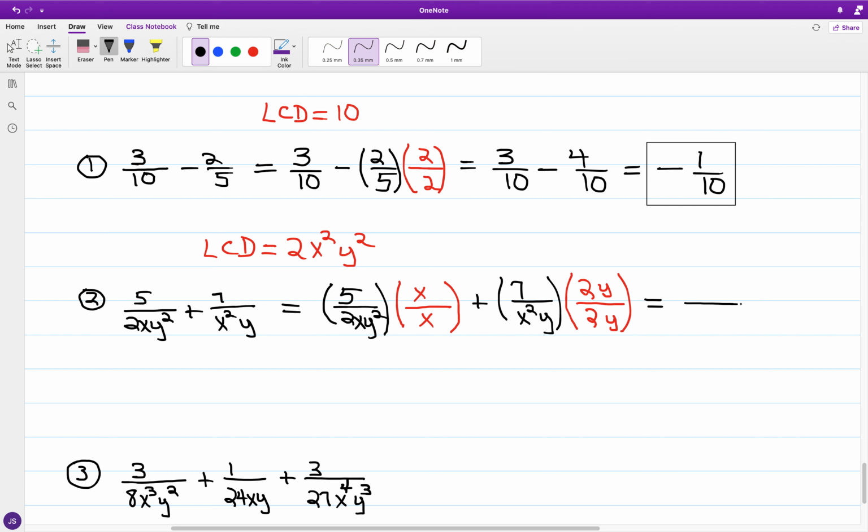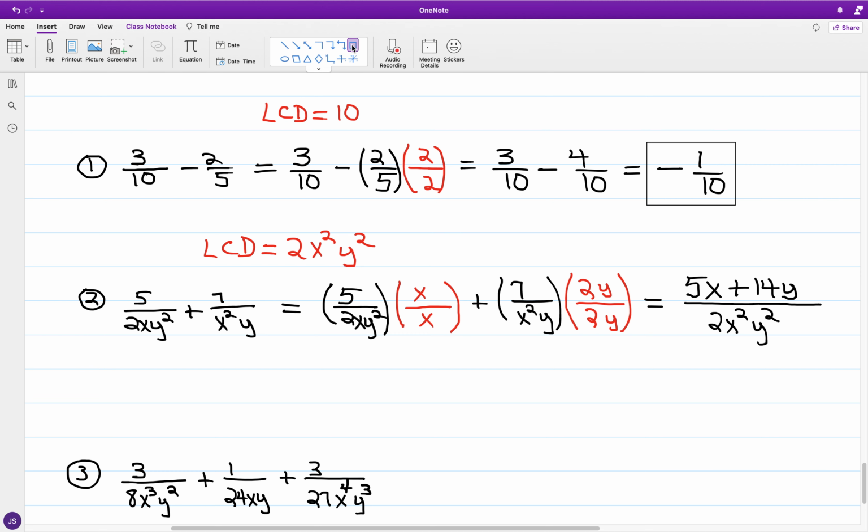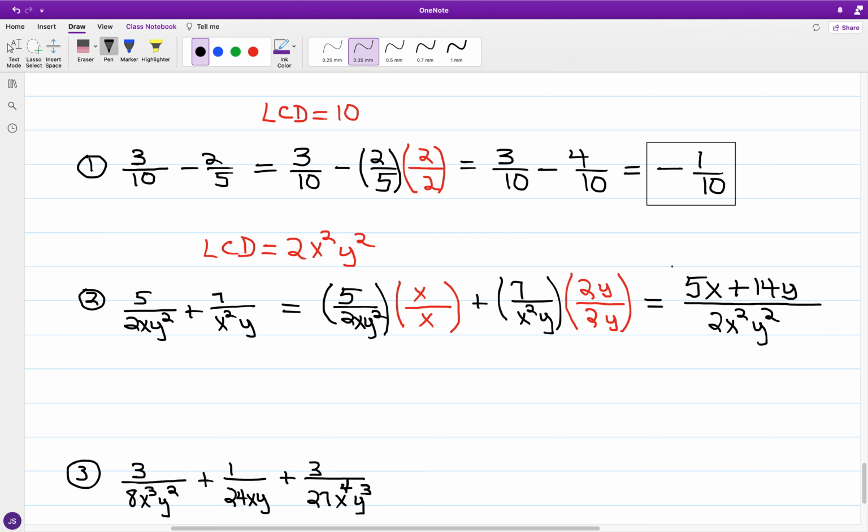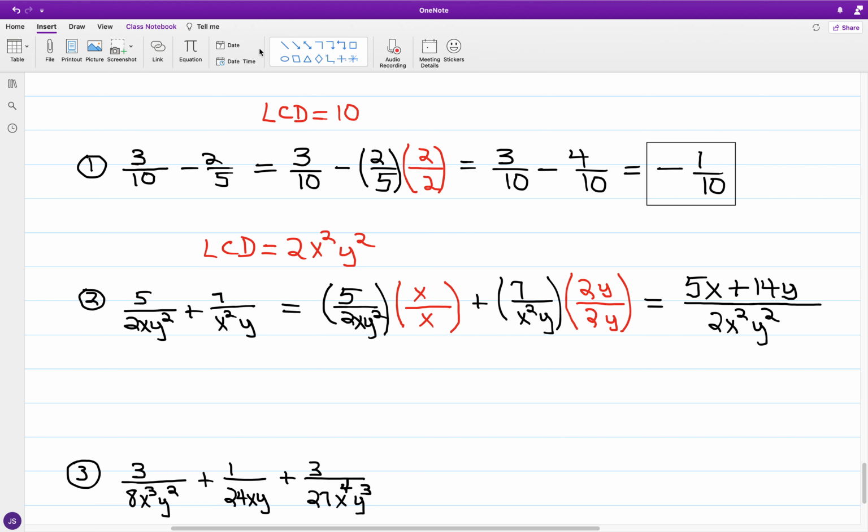And it's by there we can go ahead and cluster together what we have here. So in the denominator for both fractions, we have 2x squared y squared. And combining what we have here, so first numerator, we have 5x. And with the second numerator, we have 7 times 2y, so that's going to be a plus 14y. And so for the result, we have 5x plus 14y all over 2x squared y squared.